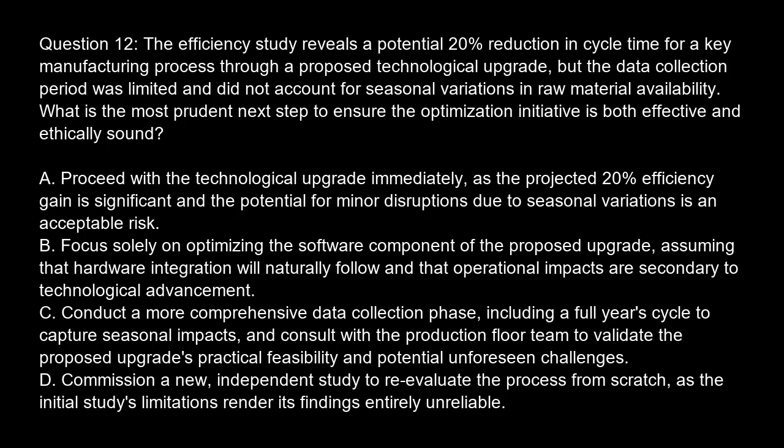Question 12. The efficiency study reveals a potential 20% reduction in cycle time for a key manufacturing process through a proposed technological upgrade, but the data collection period was limited and did not account for seasonal variations in raw material availability. What is the most prudent next step to ensure the optimization initiative is both effective and ethically sound?